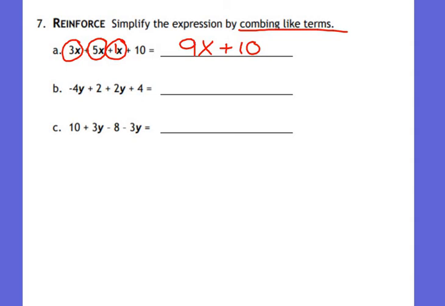Okay, let's combine family members on B. Who do you see alike? Yes, sir? Negative 4y and 2y. Anybody else alike with that? No. Okay. So they're going to the same family reunion. What is a negative 4 and a positive 2 combined to? Negative 2. Negative 2y.